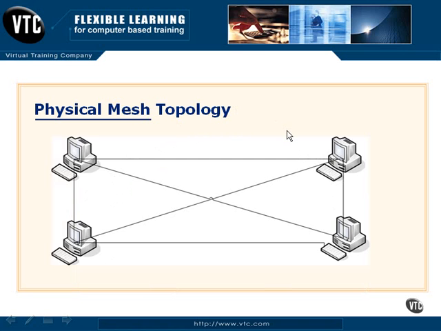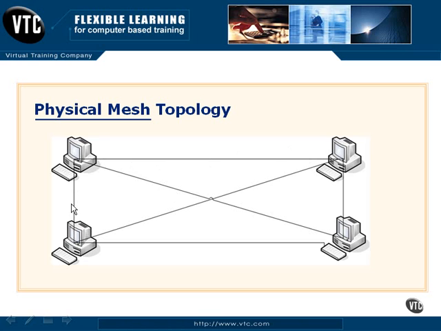The physical mesh topology is probably one of the most reliable topologies that we as network administrators have access to. The major benefit to a physical mesh topology is its ability to handle failure, or fault tolerance. If one computer failed, the other computers would have a mode of connecting to each other. If any line failed, the computers would still be able to go through each other to talk to the other computers. There's one fundamental problem with this.